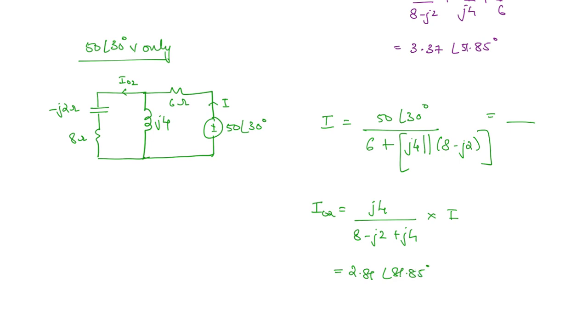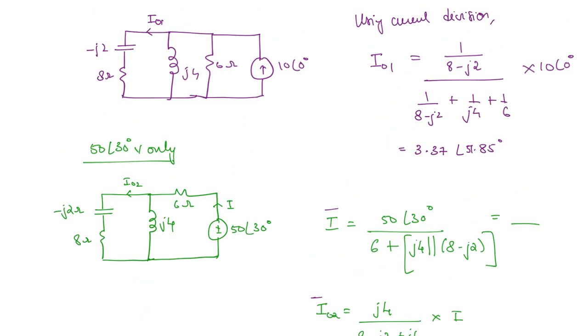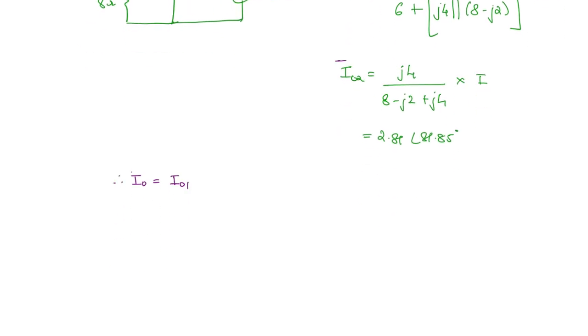81.85 degrees. Finally, the total current I naught will be the sum of the phasors. So you can write phasors all over. This is the correct representation: I naught 1 plus I naught 2. I naught 1 we got as 3.37 angle 51.85 degrees plus 2.81 angle 81.85 degrees. The final answer you're going to get is 5.93 angle 65.6 degrees.